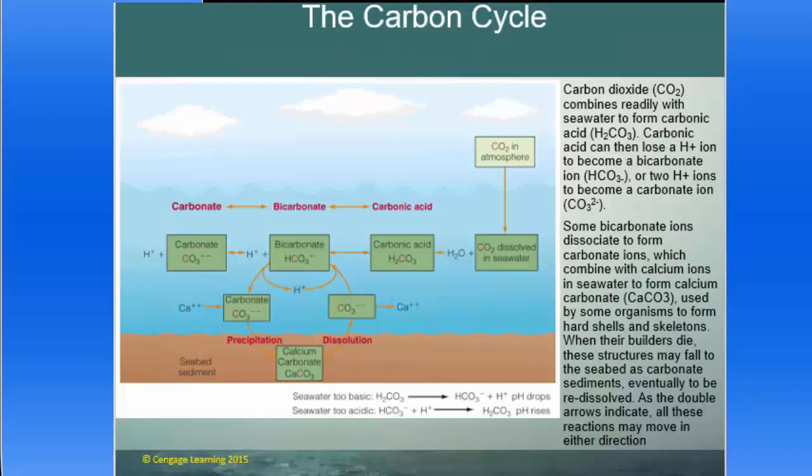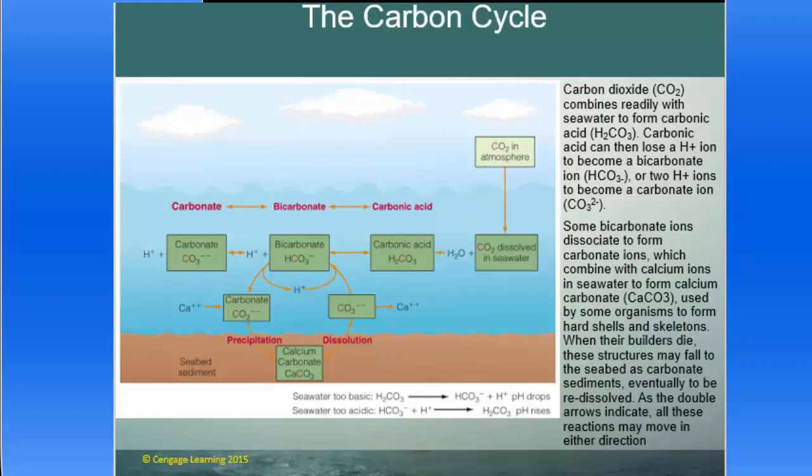All right, the carbon cycle, which is actually fascinating, and this illustration does a tremendous job of breaking it down, but it's very, very complex. The carbon cycle and how carbon migrates through the cycle can have a huge impact on global climate, and is part of the reason why, over very vast geologic spans of time, global climate has changed. So carbon dioxide combines readily with seawater to form carbonic acid. Carbonic acid can then lose a hydrogen ion to become a bicarbonate ion, or two hydrogen ions to become a carbonate ion. Some bicarbonate ions break down to form carbonate ions, which combine with calcium ions in seawater.